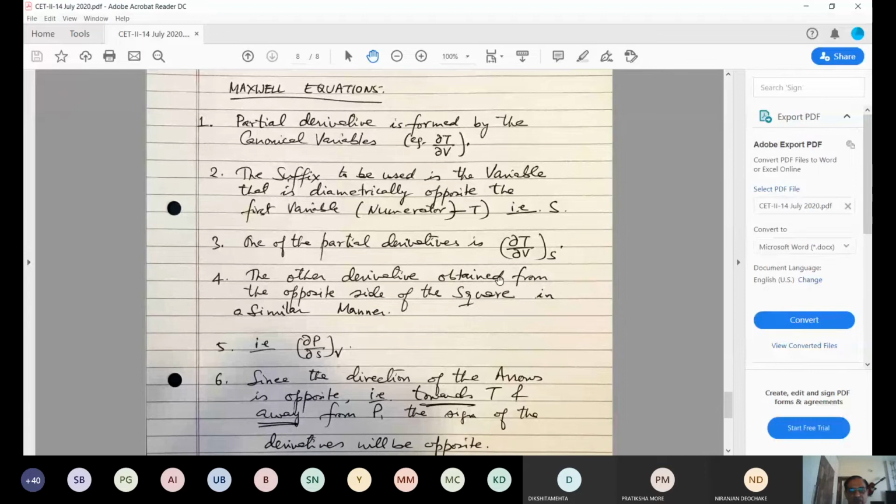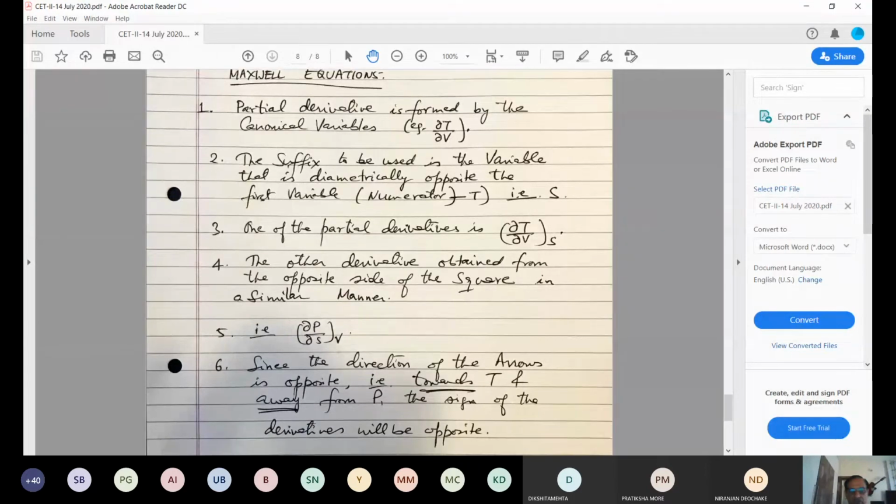The other derivative is obtained from the opposite side of the square in a similar manner. So what comes on the opposite side? If you are taking dava t by dava v, you take dava p by dava s. If you take dava v by dava t, then dava s by dava p. Same order, same direction. So dava p by dava s at constant volume.